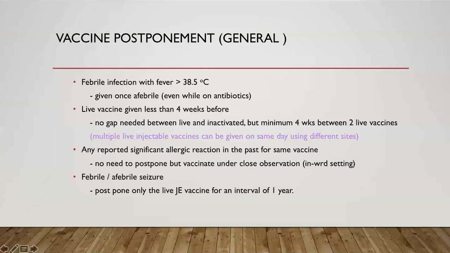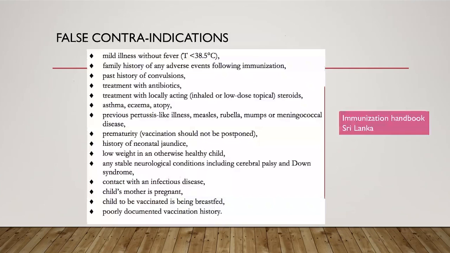If there's a febrile or afebrile seizure, then it's better to postpone the live Japanese encephalitis vaccine for a minimum interval of 1 year. But this is only for the live Japanese encephalitis vaccine. No need to postpone the other vaccines.